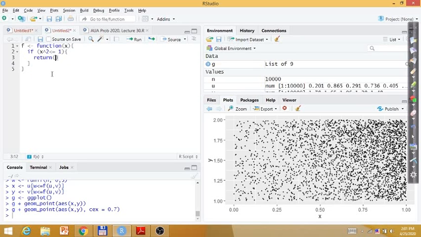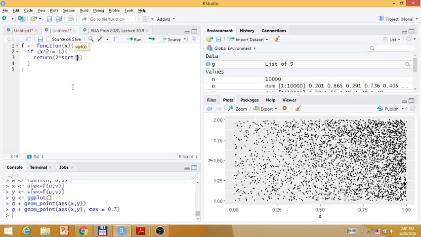What to return: 2 over pi times the square root of 1 minus x squared, otherwise return 0.